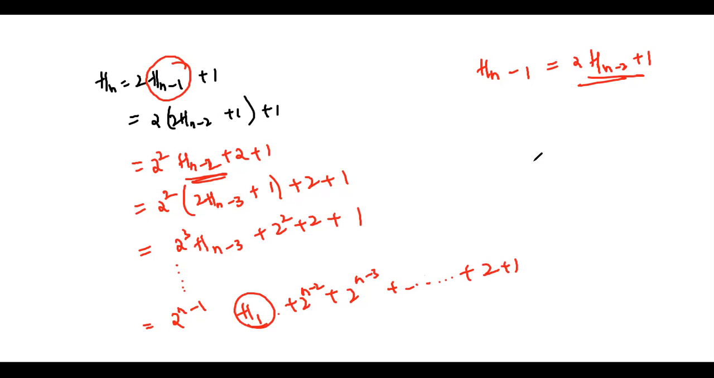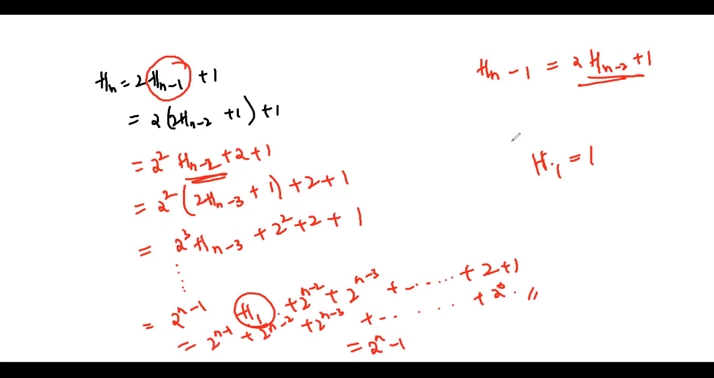What is the value of H1? H1 for moving one disk was 1. So this will be 2 power n minus 1 plus 2 power n minus 2 plus 2 power n minus 3 and so on up to 2 power 0 basically. This can be written as the sum of the powers of 2. It is equivalent to 2 power n minus 1.